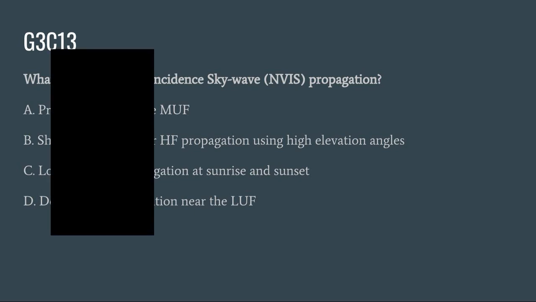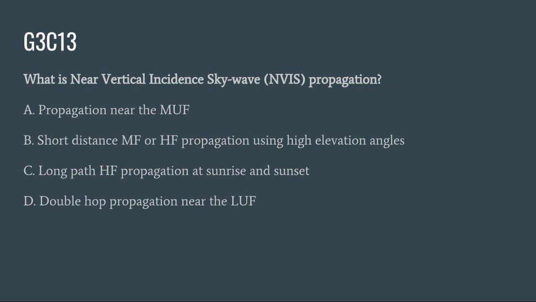G3C13. What is near vertical incidence skywave, NVIS, propagation? A. Propagation near the maximum usable frequency. B. Short distance MF or HF propagation using high elevation angles. C. Long path HF propagation at sunrise and sunset. Or D. Double hop propagation near the lowest usable frequency. Correct answer is B. Short distance MF or HF propagation using high elevation angles.